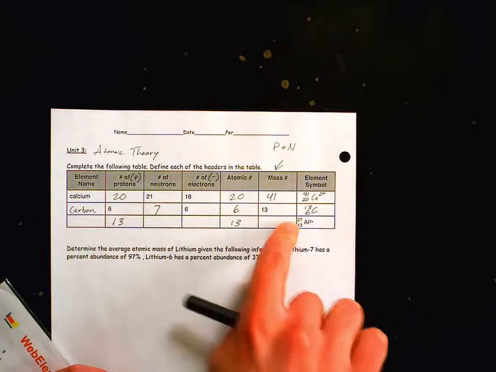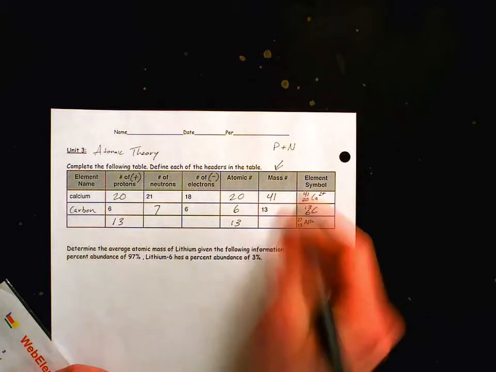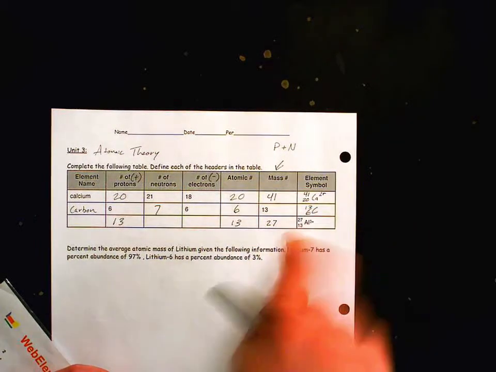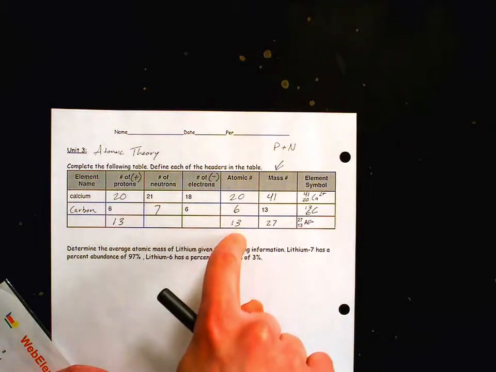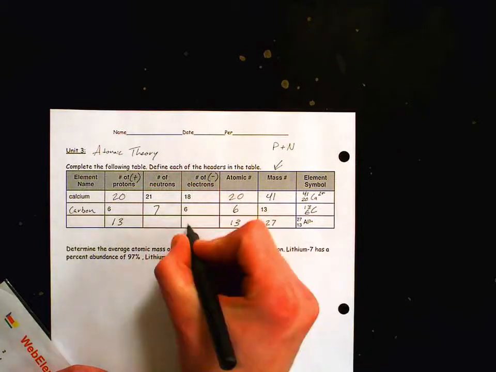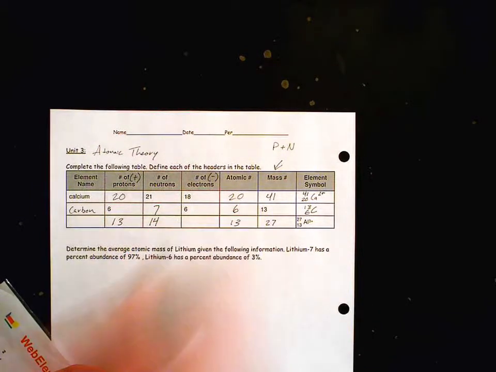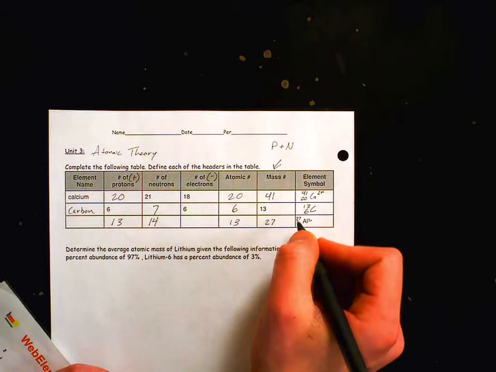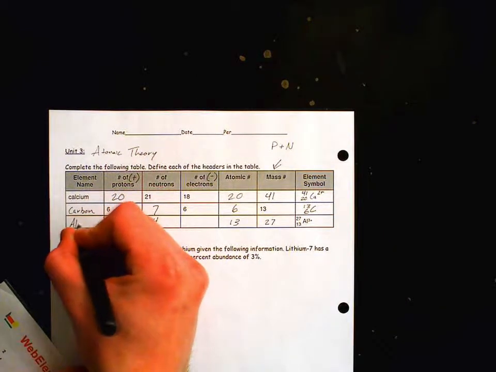Okay. On top is the mass number. The mass number is the same thing as the number of protons plus neutrons. So 27 minus 13, that gives you 14 neutrons. We also know that this is aluminum.